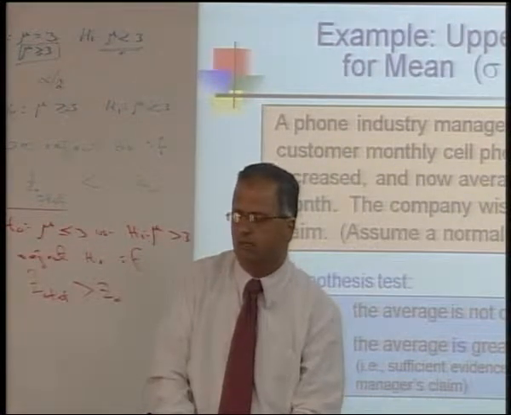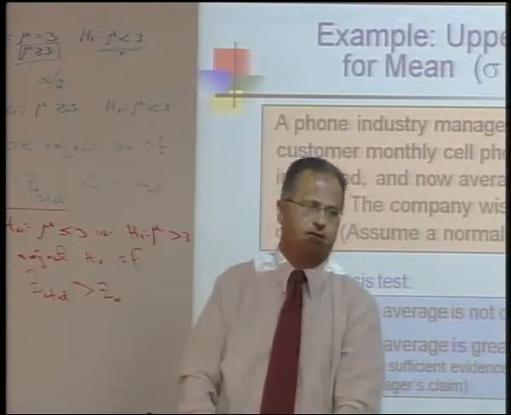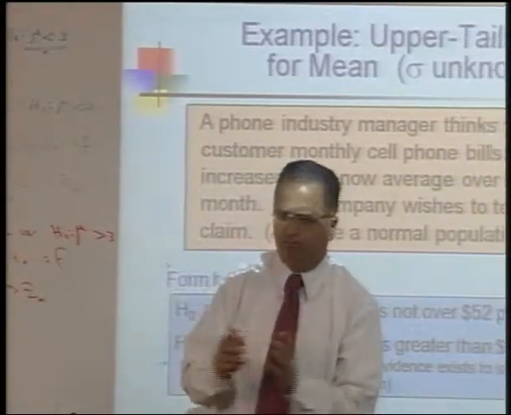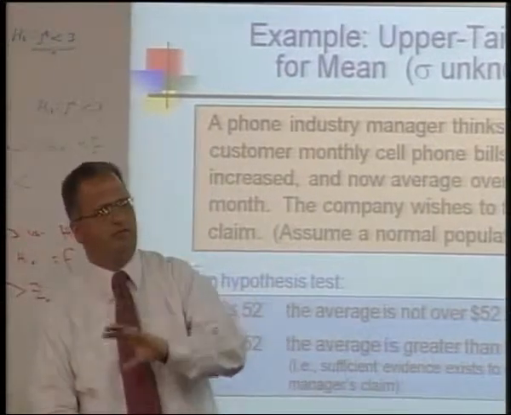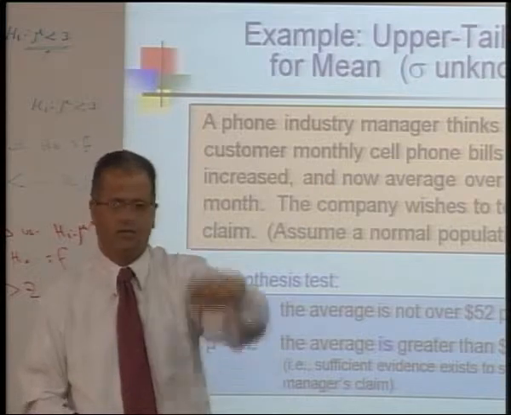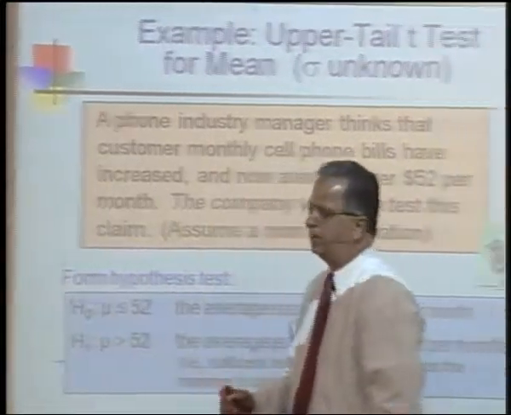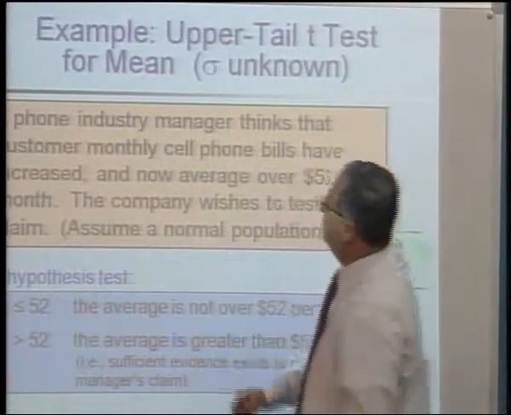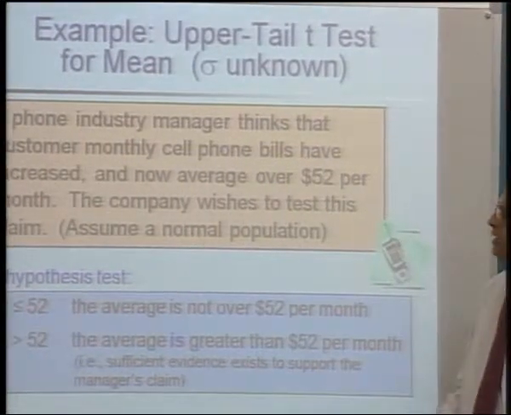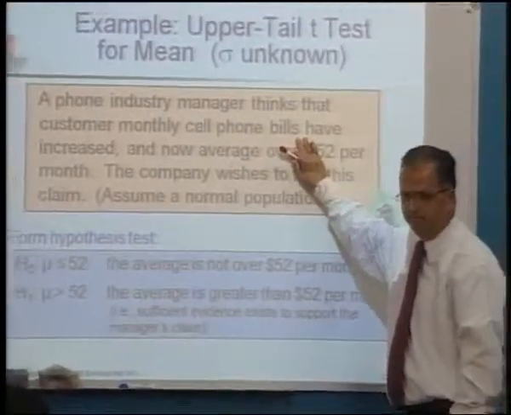Let's see an example for an upper tail test when sigma is unknown. Again, the idea is the same. Sigma is known or unknown, we just replace z by t, sigma by s. That's all. Here, for example, a phone industry manager thinks that customer monthly cell phone bills have increased.